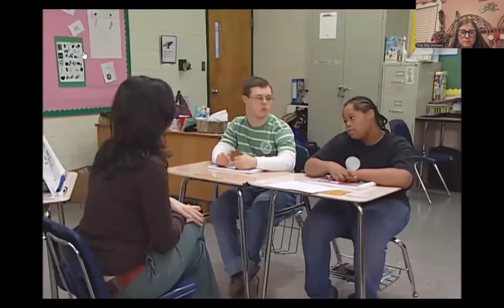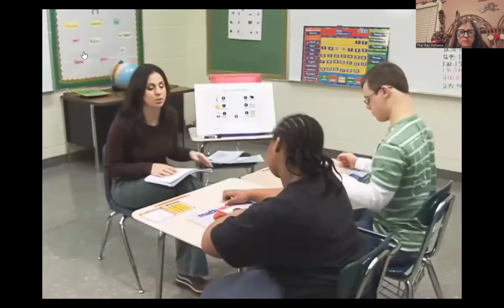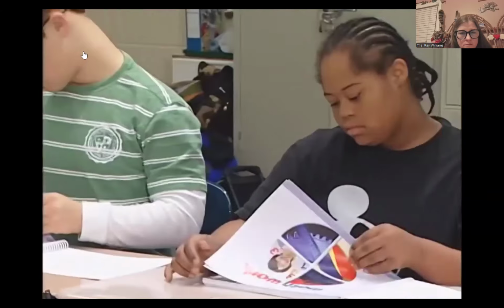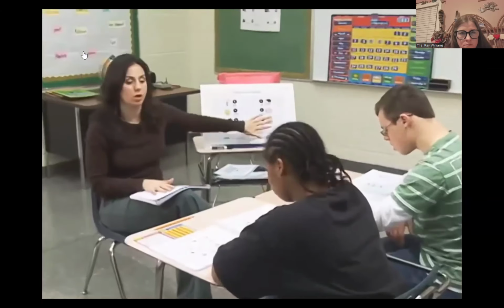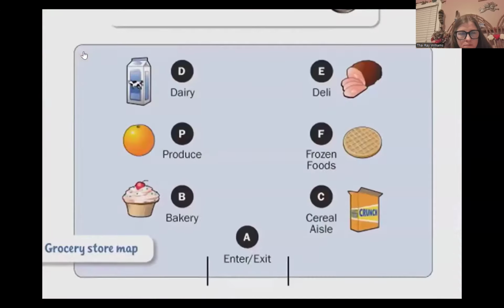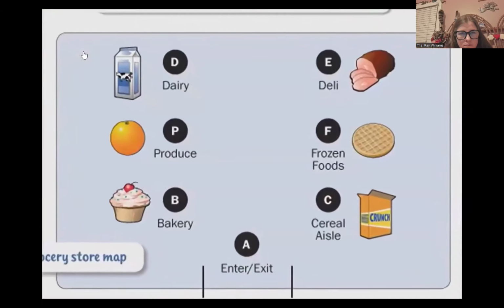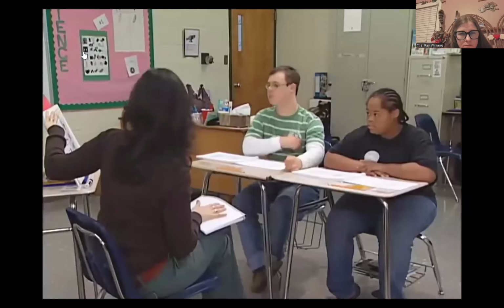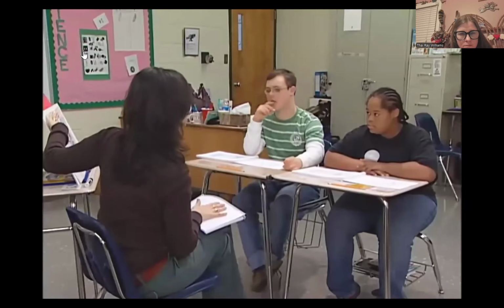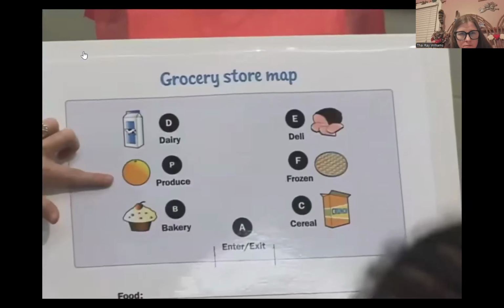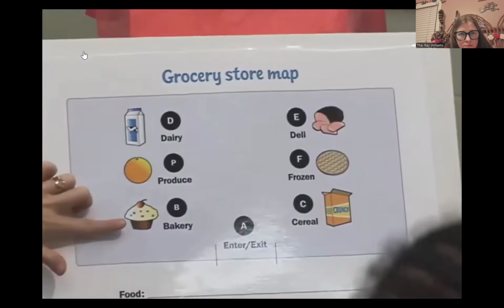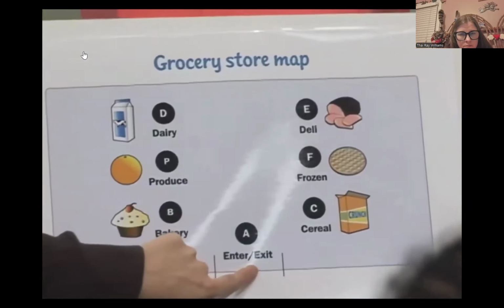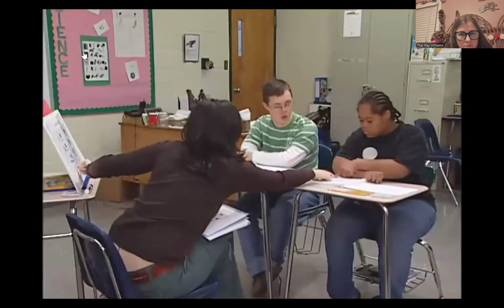Can you say it? Can you guys open up your books to page 8 so we can talk about Kurt going to the grocery store? First thing, we have a map over here. We're going to use our map of the grocery store to help us solve our problem. And we have different points on our map. We have point D, which is the dairy section. We have point P, which is the produce section. Point B, the bakery. Point A is where we enter and exit. Can you put your finger on point A?